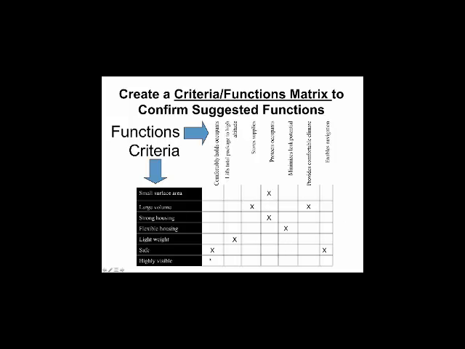When all of the rows have X's in them, and all of the columns have X's in them, we know we have a complete set of functions. There may be other functions we could add, but we have a sufficient set of functions that's going to address every criterion.